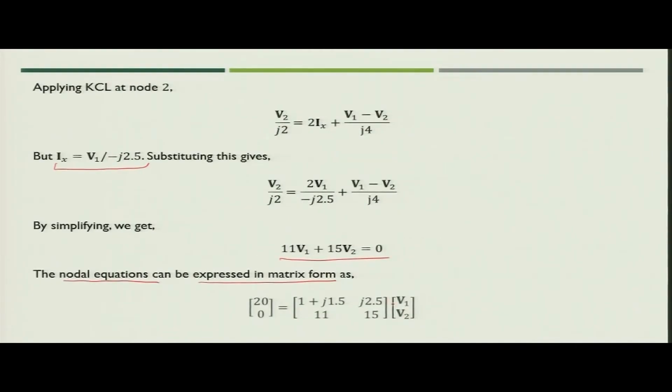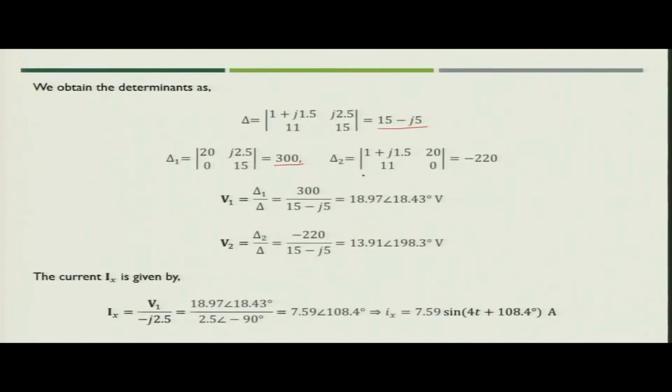For V2, we replace this column with this. So, we get 1 plus j 1.5, then here you will get 20, 11 and 0. So, you get delta 2, that is the determinant corresponding to voltage V2, and you get the value of that determinant as minus 220. Now, the value of V1 you can simply write as delta 1 by delta. So, the value of delta which we calculated. So, the V1 value you will get as 18.97 angle 18.43 degree. So, the quantity will be in volts.